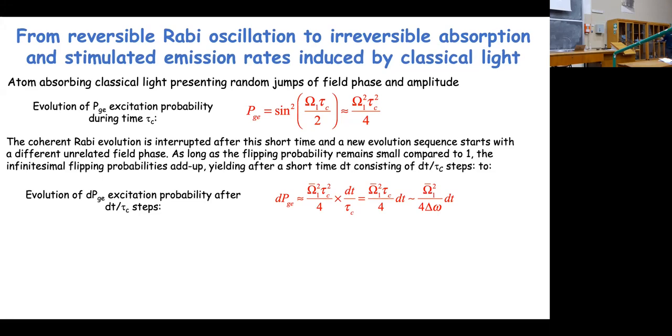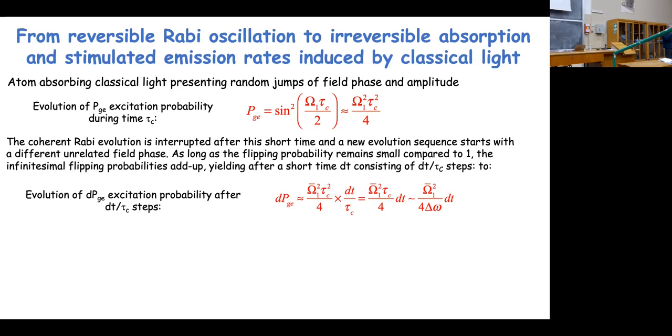And I have now a quantity which writes like this. And you see that the tau c that I have here is just 1 over delta omega, where delta omega is the bandwidth, the width of the radiation. And now I have found that the dp, the change in the probability to be excited, is proportional to time, with this quantity omega 1 squared over delta omega. And what is omega 1 squared over delta omega? It is the spectral density.